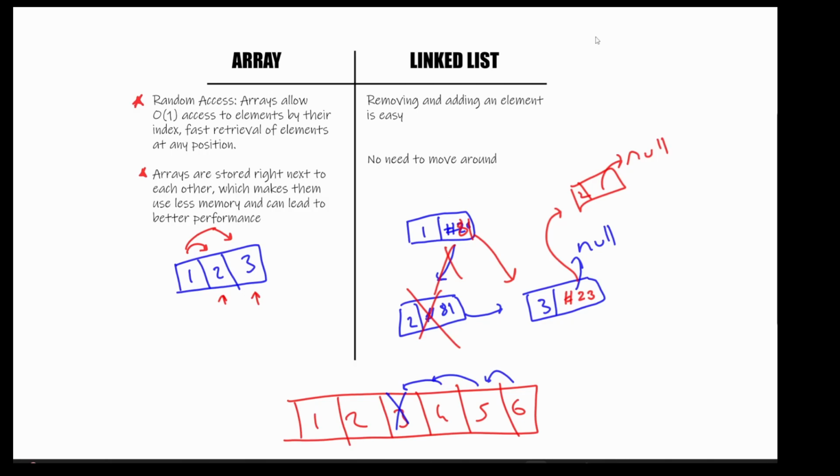So we can come to a conclusion that if you know how many elements you're going to use, a set amount of elements that is not going to change, then an array could be better because it's faster and you can access the elements faster. But if you're going to add things and remove things constantly, probably a linked list would be a better choice.